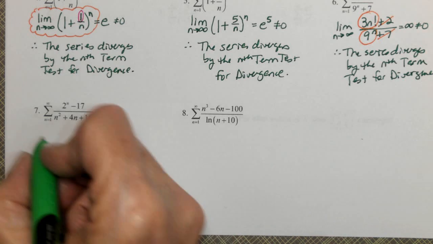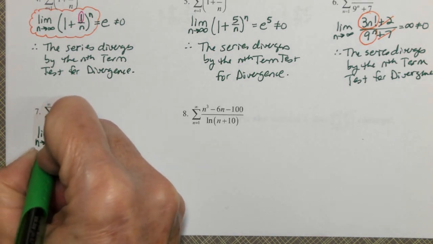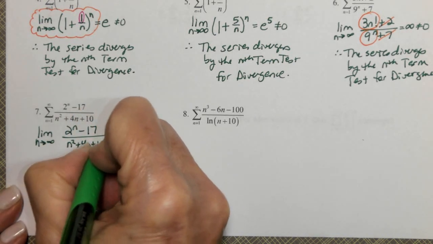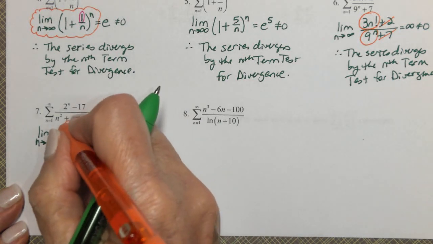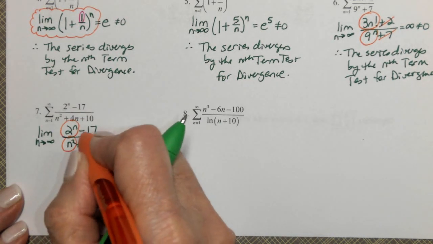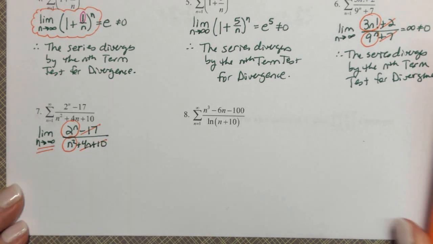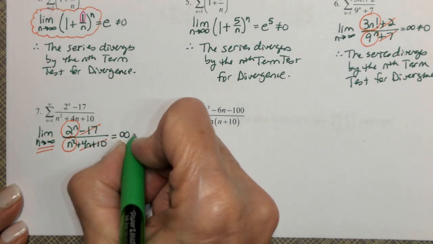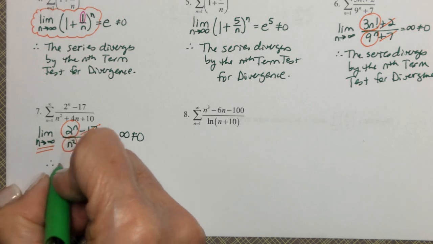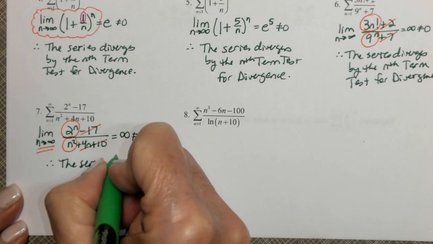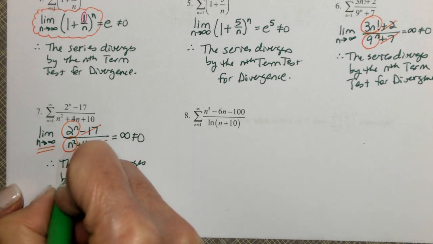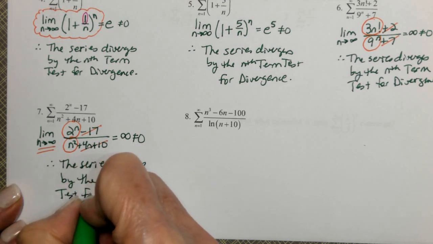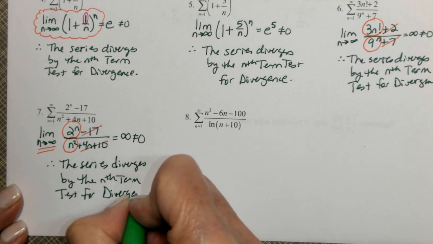Okay, next up, limit as n goes to infinity of 2 to the n minus 17 over n squared plus 4n plus 10. Highest powered term on top, highest powered term on the bottom. We can ignore everything else since n is going to infinity. And 2 to the n is stronger than n squared, so this whole thing goes to infinity again, which is not 0. Therefore, the series diverges by the nth term test for divergence.